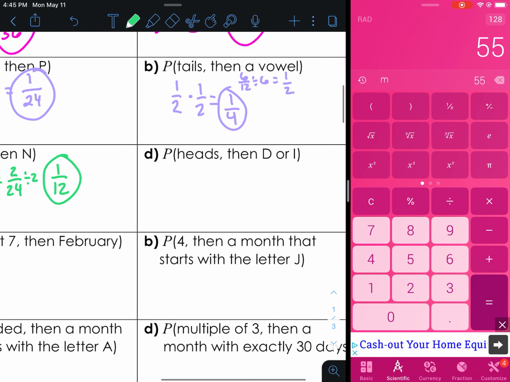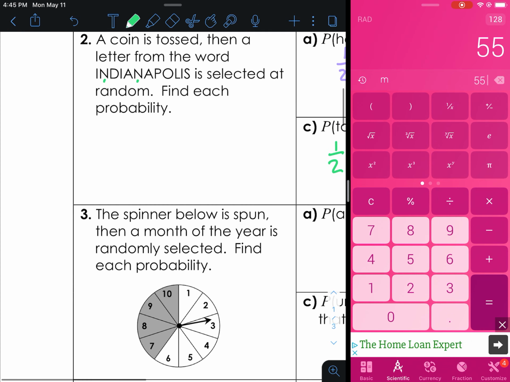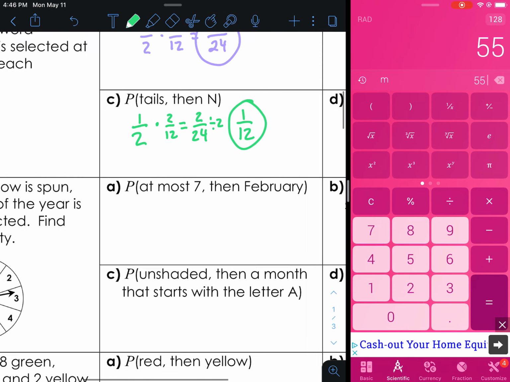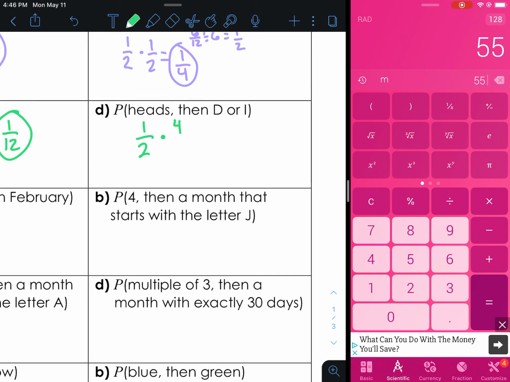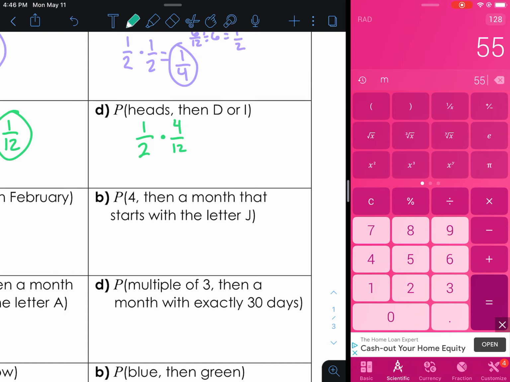So sorry about that. All right, so for heads, again, 1/2 of the times. And for a D or an I, there's 1, 2, 3, 4. So there are 4 out of 12 there. Some of you like to cross reduce, and you can do that as well. So 2 goes into 2 one time, 2 goes into 4 2 times. 1 times 2 is 2, and 1 times 12 is 12, so I get 2/12. And so I can still reduce that by 2, which will give me 1/6 as my answer.